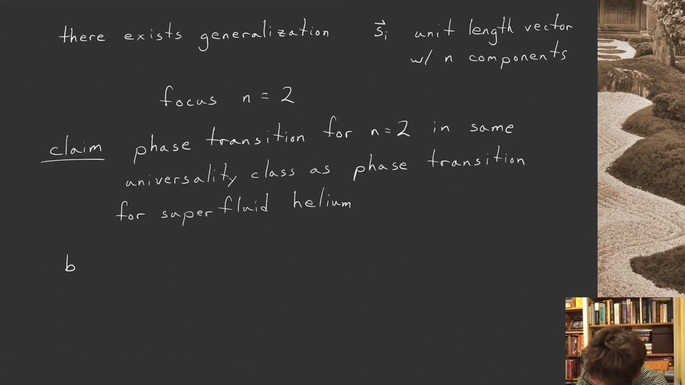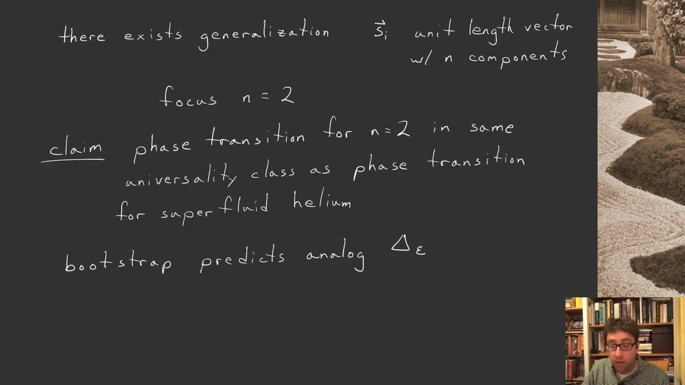So what we get is a prediction from the bootstrap. This is intense numerical effort. It's not something that comes out of paper and pencil. It comes from putting these crossing constraints on a supercomputer. So the bootstrap predicts the analog of what we called delta epsilon above, the dimension of the lowest charge zero operator in the operator product expansion of the order parameter for the theory, the analog of sigma, that it should be 1.51136 with some relatively small error.